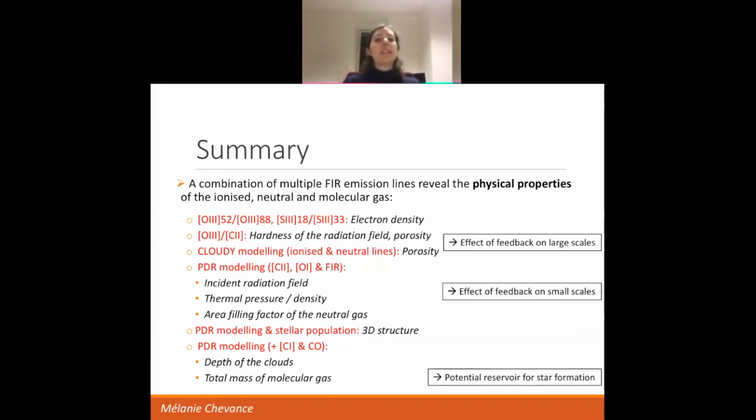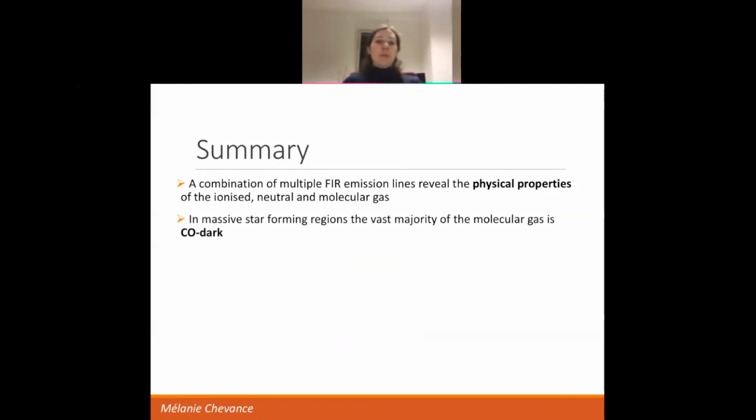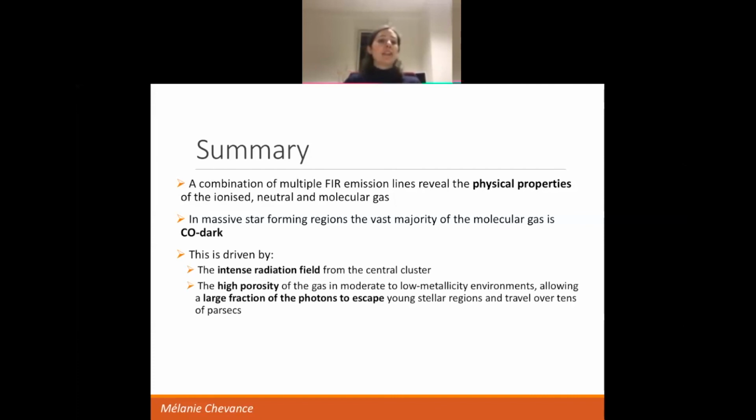I'm not going to go through it again, but the goal is to estimate, from this, the effect of the feedback on large and small scales and calculate the potential reservoir for star formation. From a more scientific point of view, we've identified that there is a large reservoir of CO dark gas in massive star forming regions, which is driven by an intense radiation field and a high porosity of the gas, which allows a large fraction of the photons to escape. The next step will be to bridge this cloud scale condition to a larger galactic environment.